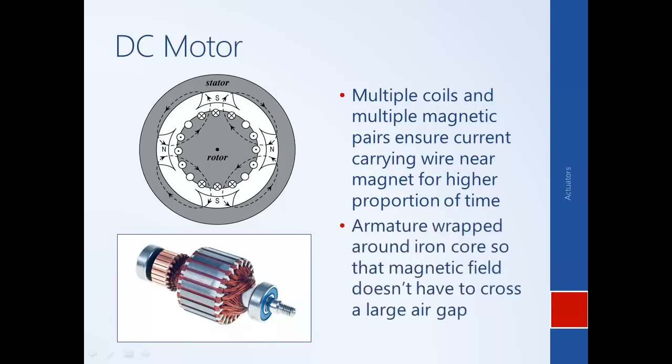Real motors also wrap the armature around an iron core, and the reason that it does that is so that the magnetic field doesn't have to cross a large air gap. Crossing a large air gap weakens the magnetic field. So in this case, you have the coils wrapped around an iron core, which helps to keep the field stronger. And that's also shown here, where the coils are wrapped around this iron core.